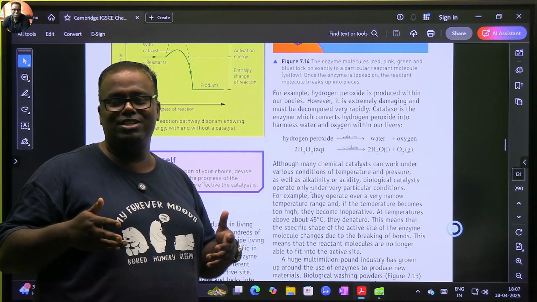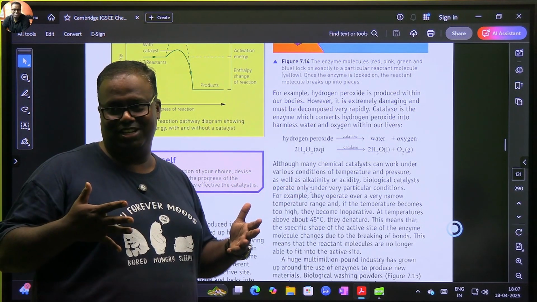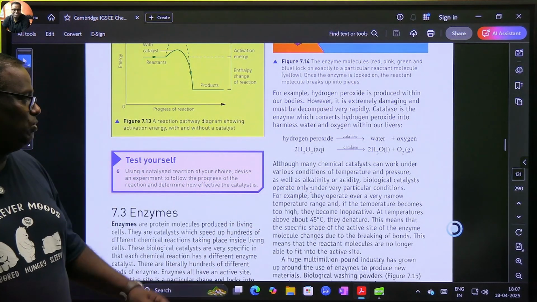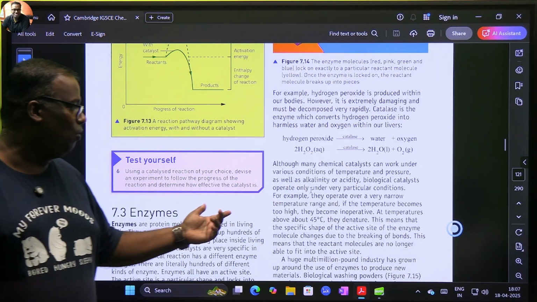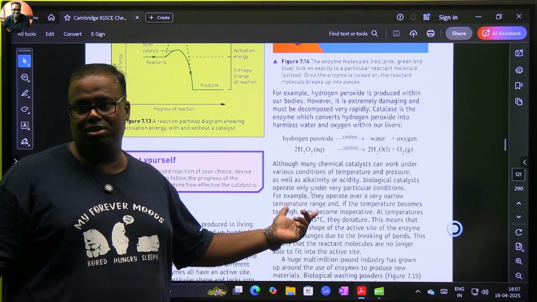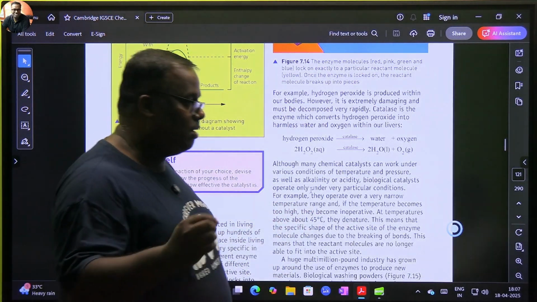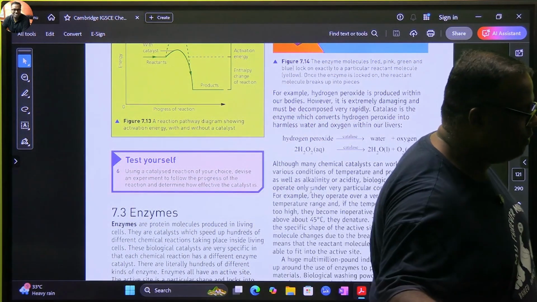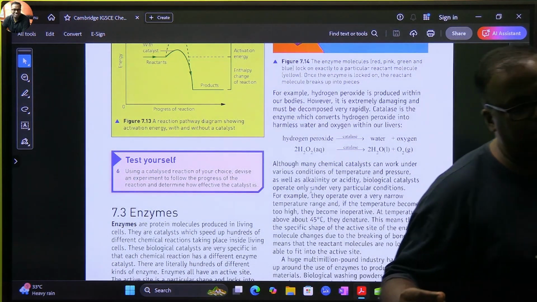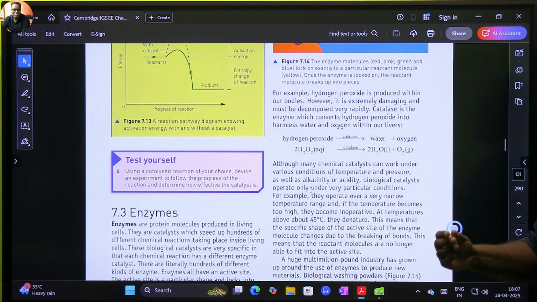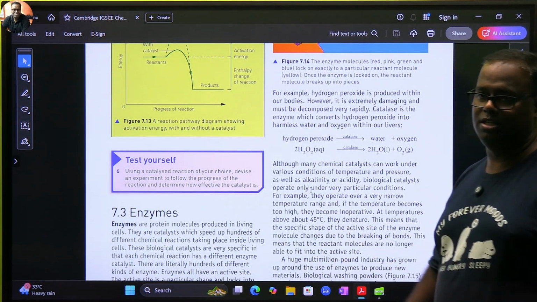That's the reason why they say, don't eat too much. They are very sensitive to a narrow temperature range. For example, they operate at a very small temperature range. So please write down this thing. Chemical catalysts are effective for various combinations of temperature, pressure, alkalinity or acidity.